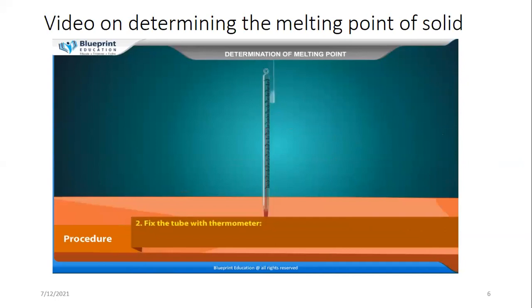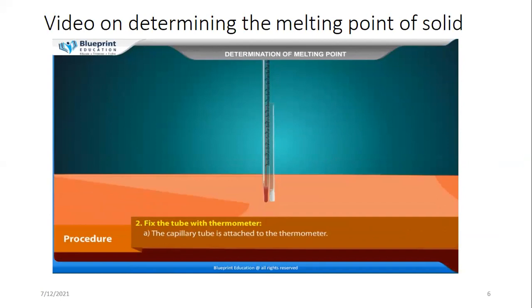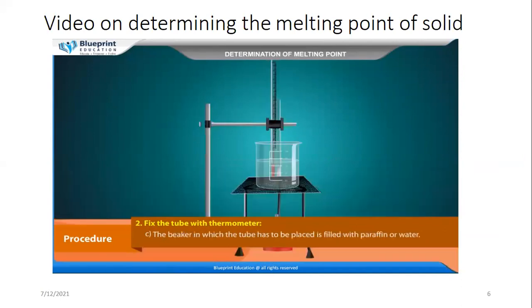Fix the tube with thermometer. A. The capillary tube is attached to the thermometer. B. The whole apparatus is arranged as shown in the figure. C. The beaker in which the tube has to be placed is filled with paraffin or water.